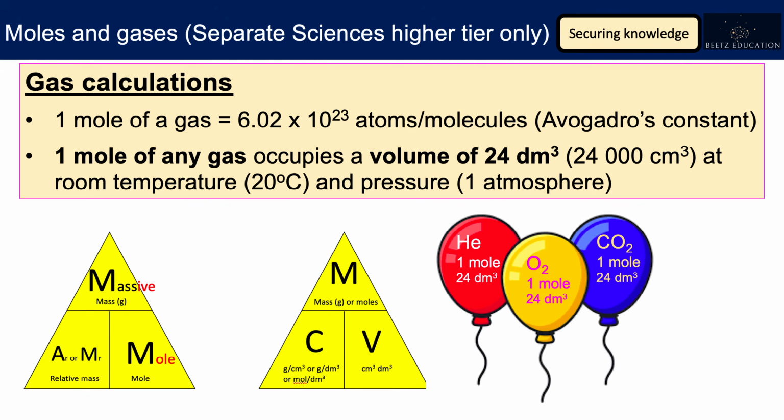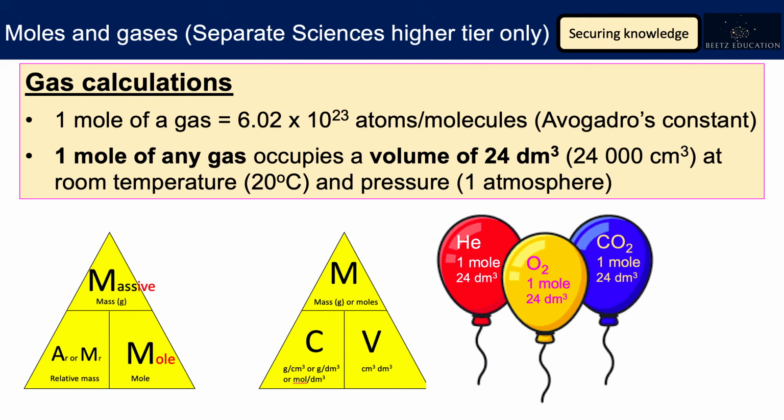Now, a mole of a gas, any gas, occupies a constant volume, a volume of 24 decimetres cubed or 24,000 centimetres cubed at room temperature and pressure. Room temperature is generally regarded to be 20 degrees centigrade and 1 atmosphere of pressure is for room pressure.